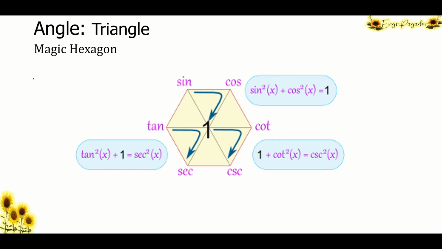We can also use this one to solve for the reciprocal identities. So for example, si sine natin, sine x is equal to 1 over, ito siya, pa-diagonal, 1 over cosecant x. For cosine x naman, that is equal to 1 over, ayan, si secant x. For tangent x, that is equal to 1 over cotangent x. Okay. So, pwede natin gamitin si magic hexagon to identify the different trigonometric identities.